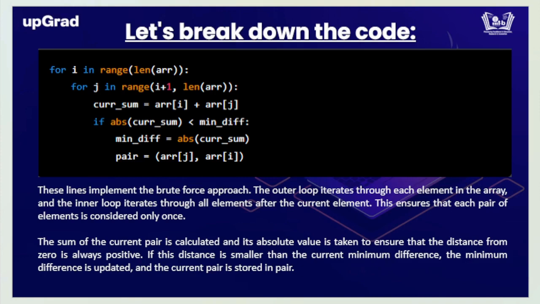The sum of the current pair is calculated and its absolute value is taken to ensure that the distance from 0 is always positive. If the distance is smaller than the current minimum difference, the minimum difference is updated and the current pair is stored in the pair.